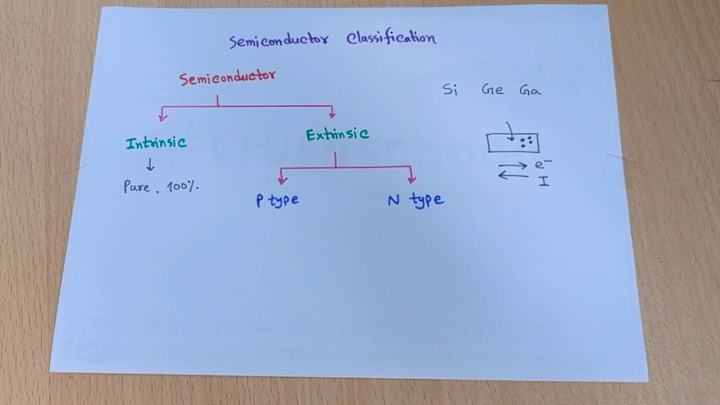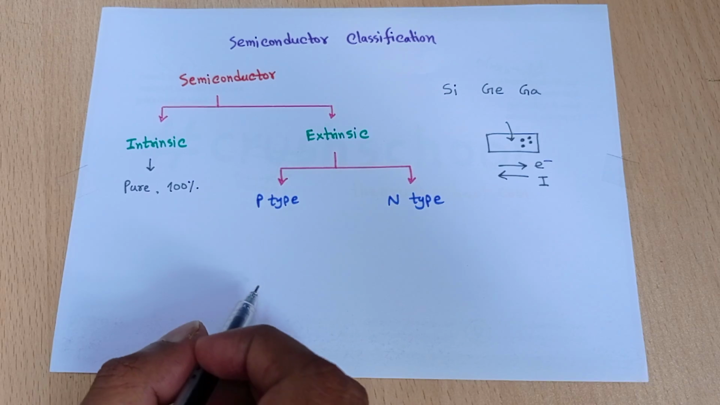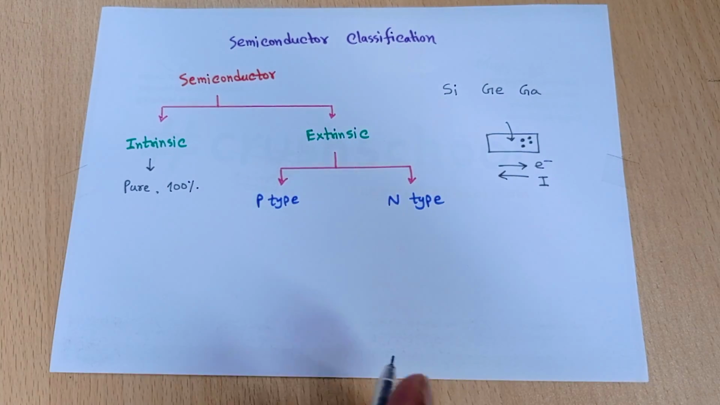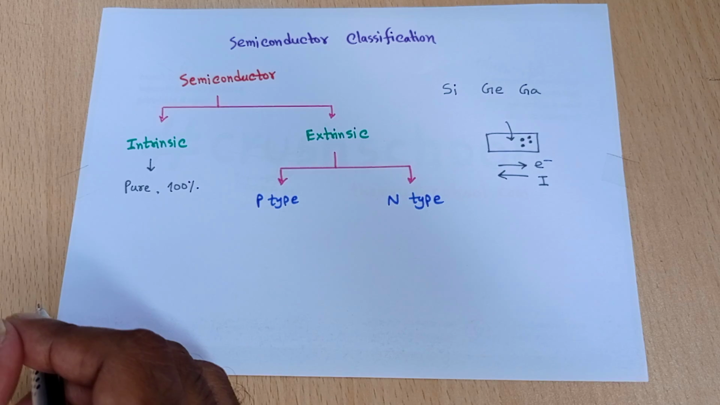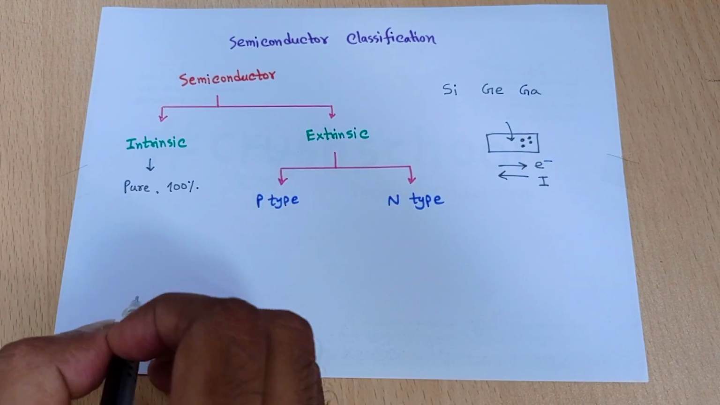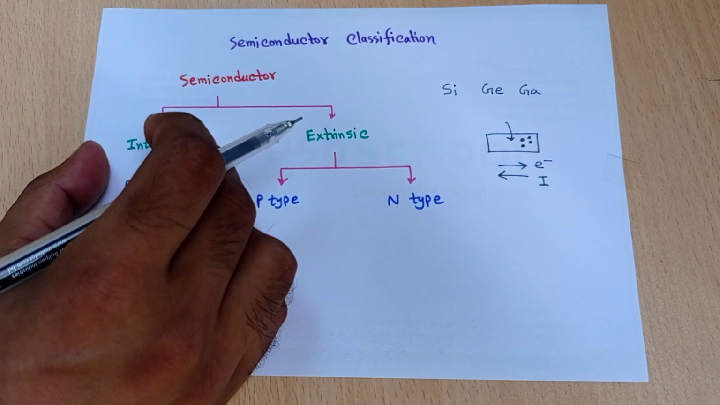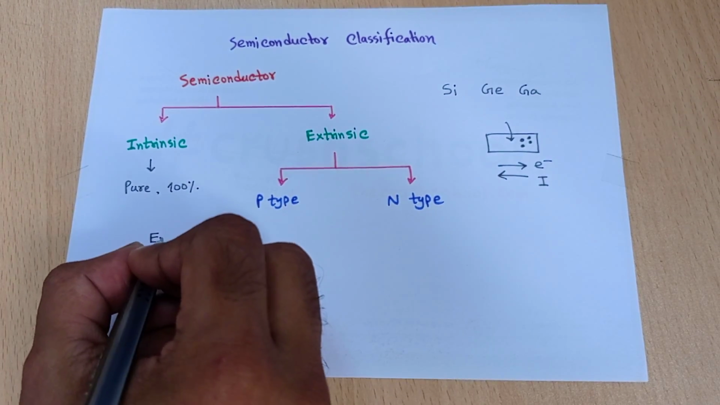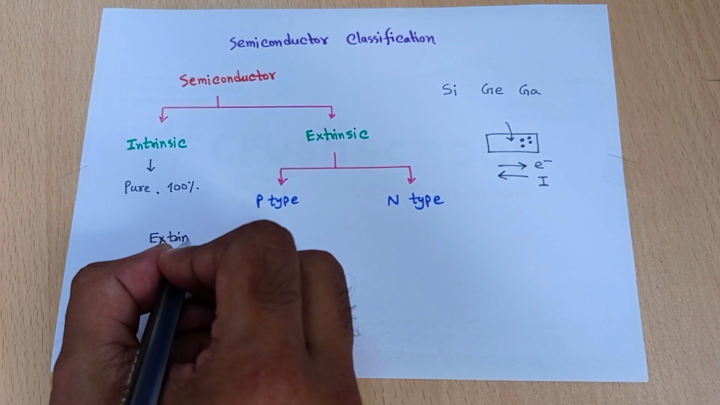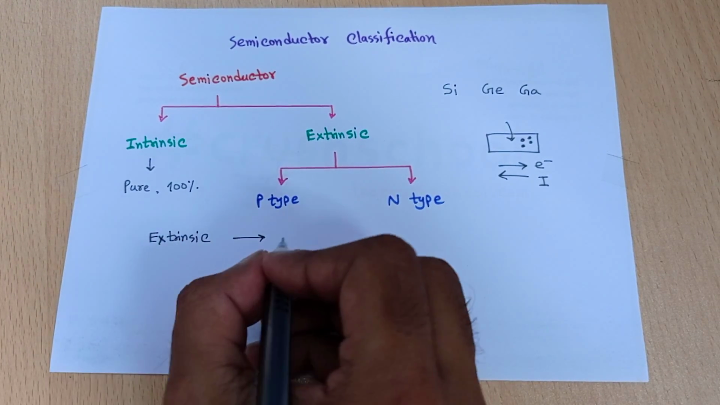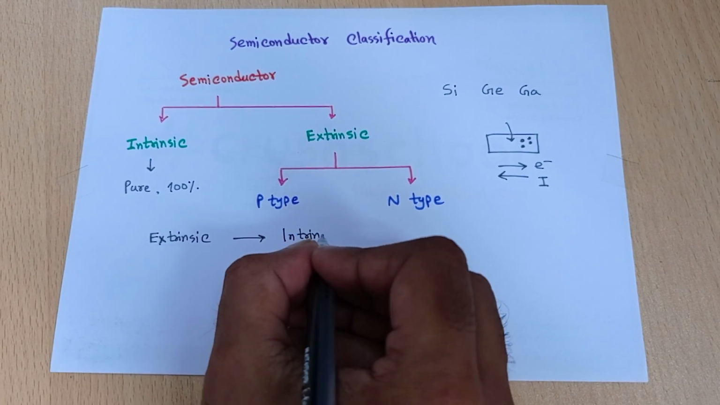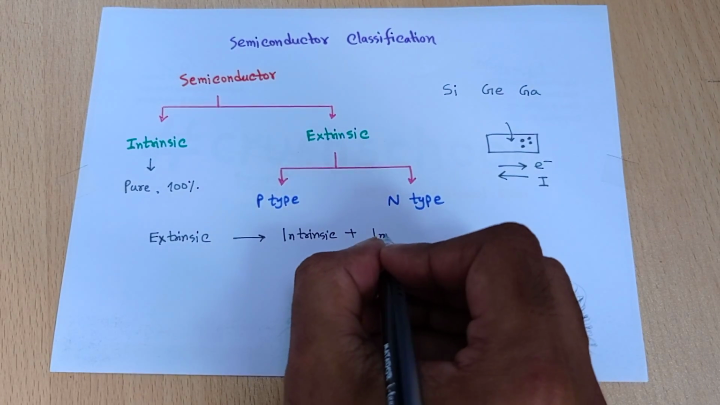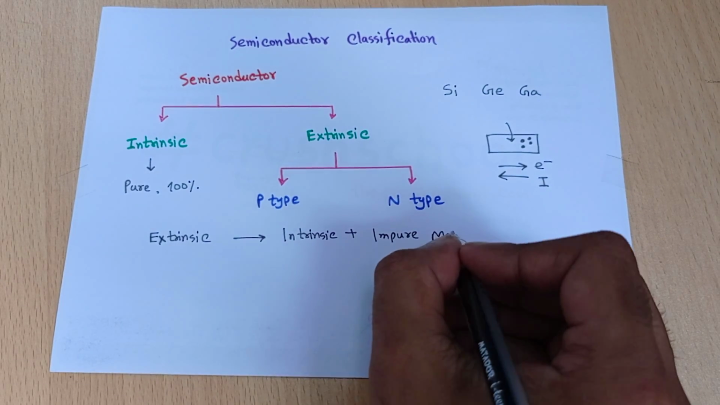So when the quality of the electronic material is not good, we use some impure material, so that these impure materials can easily increase the flow of current inside the semiconductor material. So an extrinsic semiconductor is nothing but the pure or intrinsic semiconductor plus some impure materials.